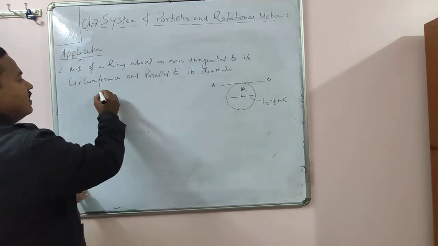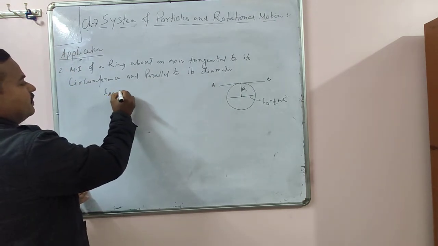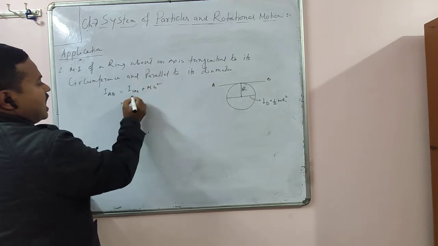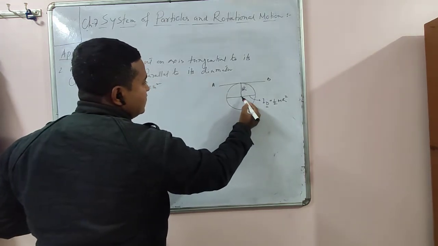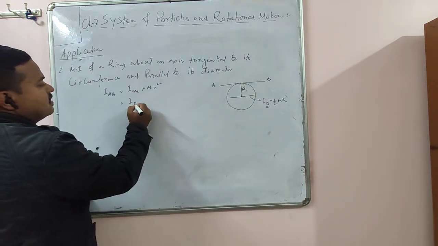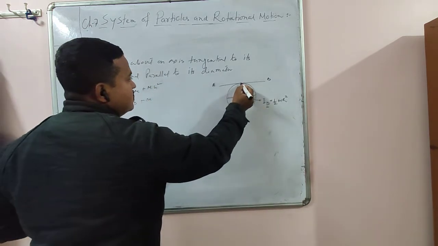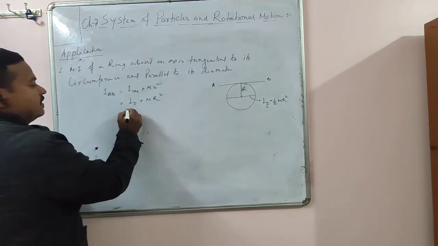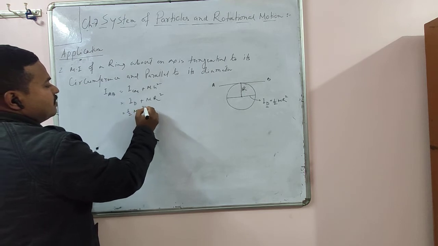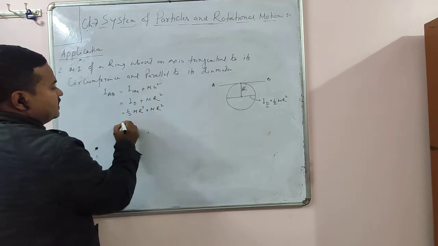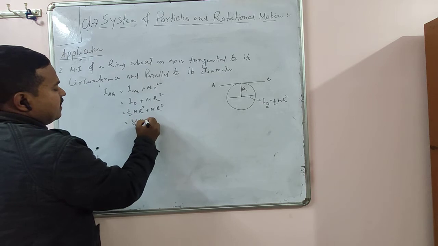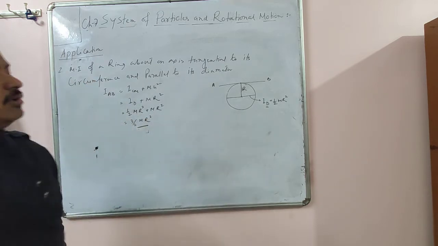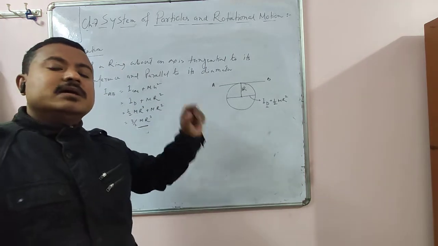So apply the theorem here. It is I_AB, it is I_CM plus Mh square. So this is the theorem here. Now I_CM is what here? I_D, because this is passing through center. Here it is I_D plus Mh square. What is h? This distance, it is R. So I_D, you know, it is half MR square. So half MR square plus MR square, that is 3 by 2 MR square. Okay. So like that, you can find moment of inertia about any axis by applying these two theorems.